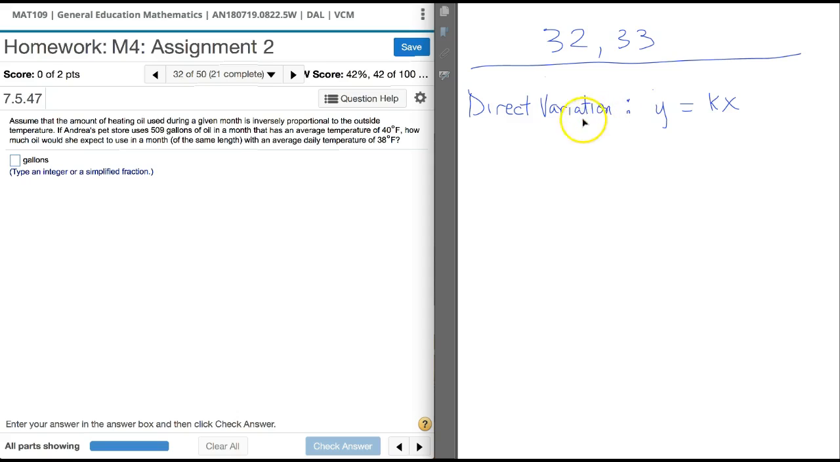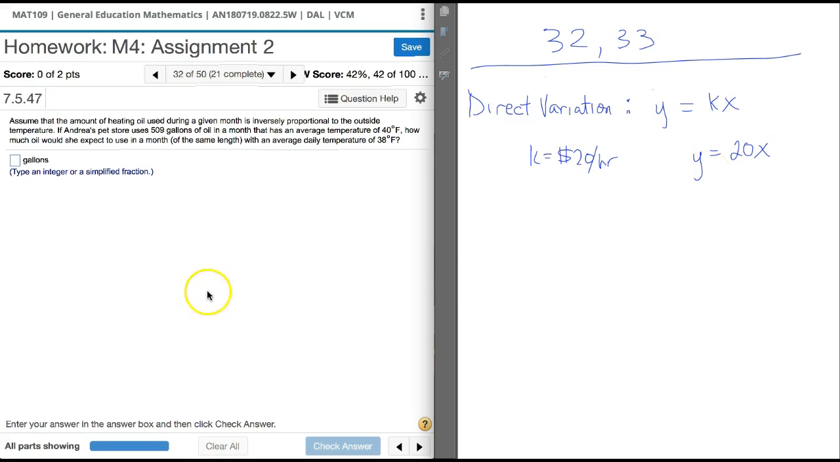And so a good example of this is, let's say you have a job and you get paid hourly, and your wage is $20 an hour, or $20 per hour. So k, which is the proportionality constant, in this case would be the $20 per hour. That would be your k. And the equation would be y is equal to 20x.